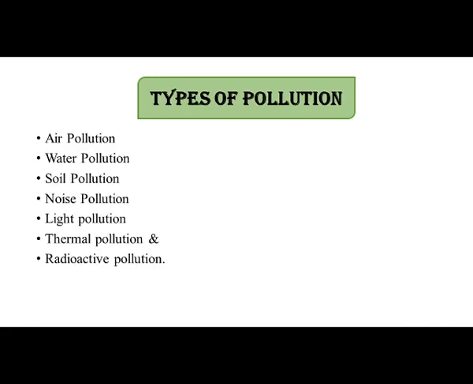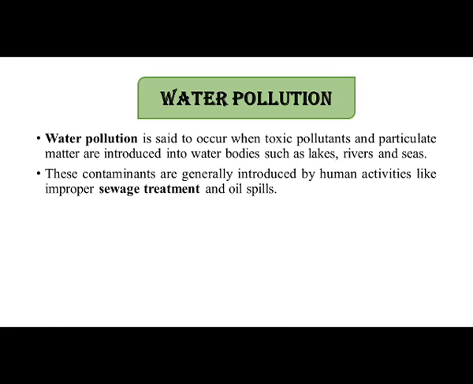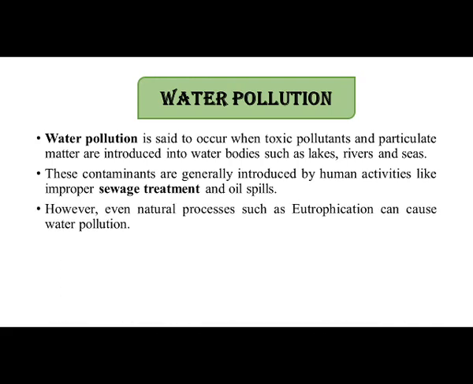The different types of pollution are air pollution, water pollution, soil pollution, noise pollution, light pollution, thermal pollution, and radioactive pollution. Now, we will discuss what is water pollution. Water pollution is one form of pollution which is defined as a contamination of water bodies. It can also be said to occur when toxic pollutants and particulate matter are introduced into water bodies such as lakes, rivers, and seas. These contaminants are generally introduced by human activities like improper sewage treatment and oil spills. However, even natural processes such as eutrophication can cause water pollution.